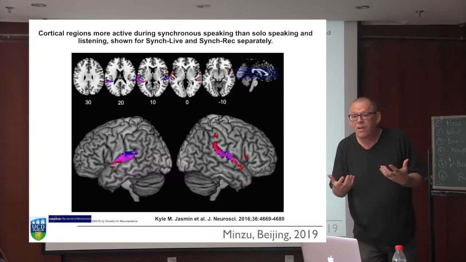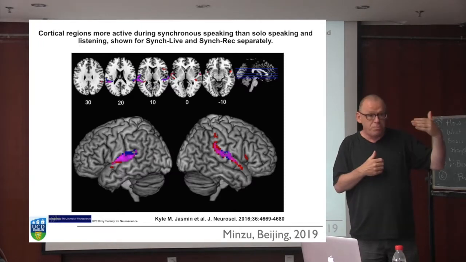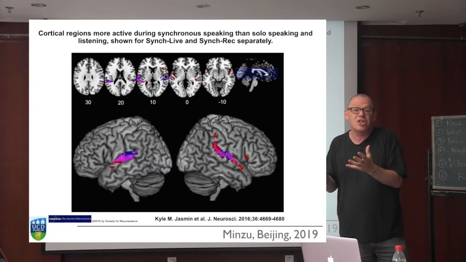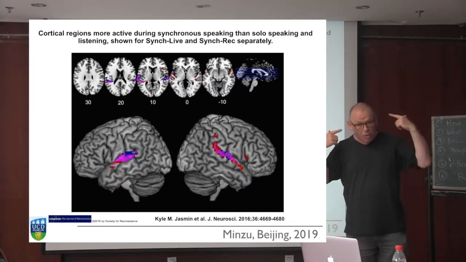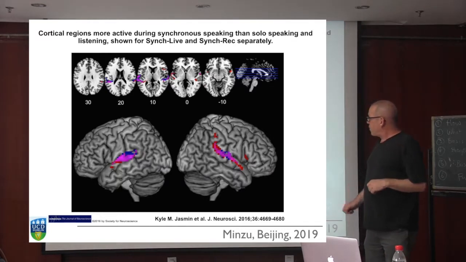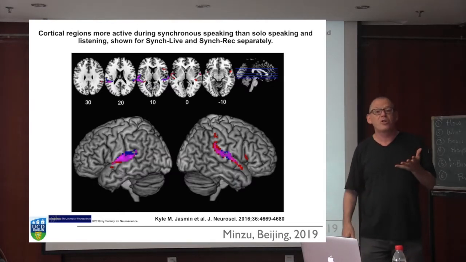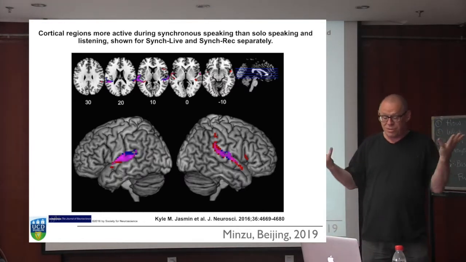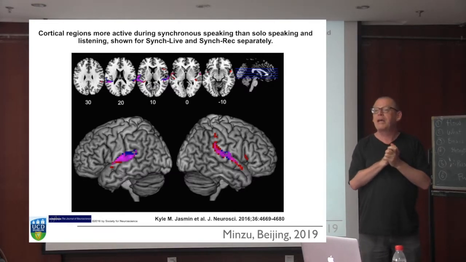What we're asking here is, is synchronous speaking any different from just doing both speaking and listening at the same time? If synchronous speaking is just the sum, the addition of speaking and listening, there should be no big difference. There is a big difference. It shows up on both sides of the brain. It shows up in auditory cortex where you would expect it. To a speech neuroscientist, these particular areas make perfect sense. This is what you would expect to see in a brain that's doing a lot of auditory processing, I suppose. So the simple answer here is synchronous speaking is not simply speaking plus listening.